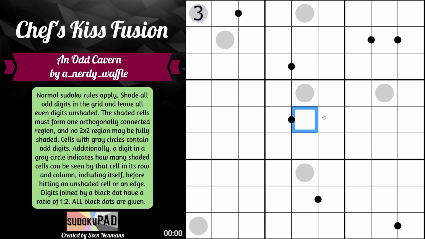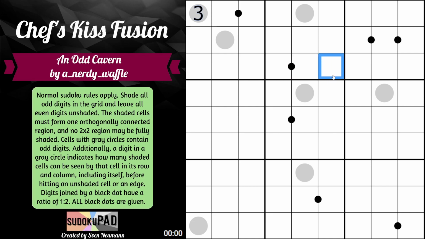And then we have digits joined by a black dot have a ratio of 1 to 2. So we've seen this rule a few times already. It's our crop key, I think, rules, which is whatever digit is in this cell must be 2 times or half of this digit. So for example, this could be 4 and this could be 2, or it could be 8, because these digits are in a 1 to 2 ratio.